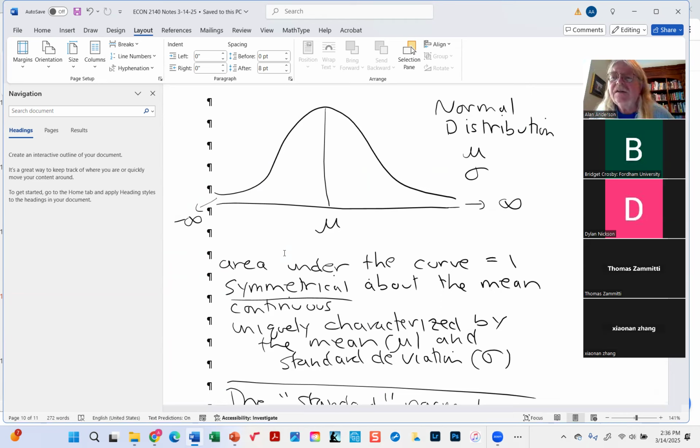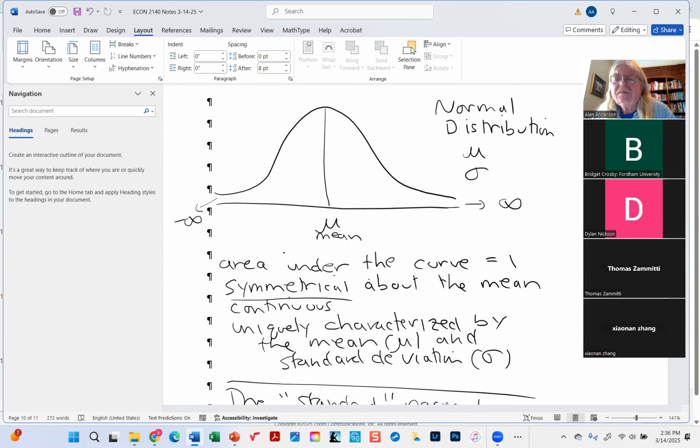And if you draw a line down the center, the left and the right-hand side are identical to each other. And this is what we mean by symmetrical. And we'll see later on that we can use this property of symmetry to help us calculate probabilities more quickly and easily. Now, we also know that this is a continuous distribution, which means that in principle, there can be an infinite number of different possible values with the normal distribution.